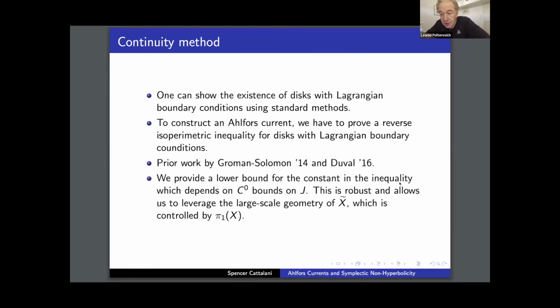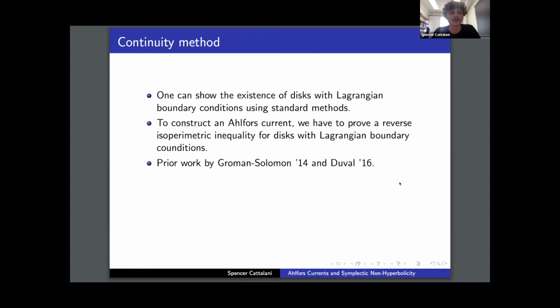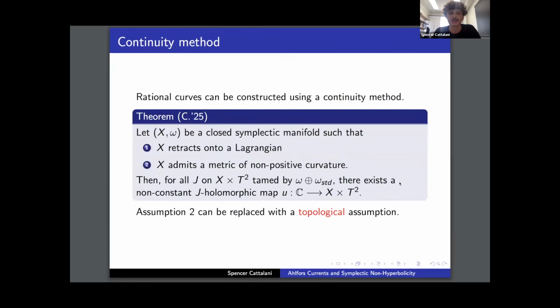But do you still need some Lagrangian? Yes, you still need a Lagrangian. Because you emphasized that you have this topological condition, which is not symplectic. Could you please show this slide? So instead of a metric of non-positive curvature, you need this, but you still need this Lagrangian. The first assumption you still need. I see. Okay. Thank you very much. The second assumption, part of it is that it has to be symplectically aspherical, which is again a symplectic assumption. So they're symplectic topological. Okay. Thank you.